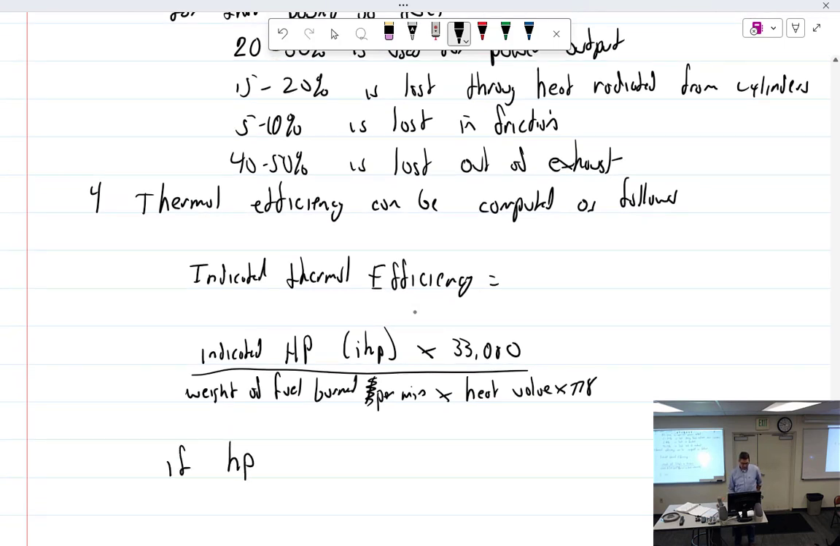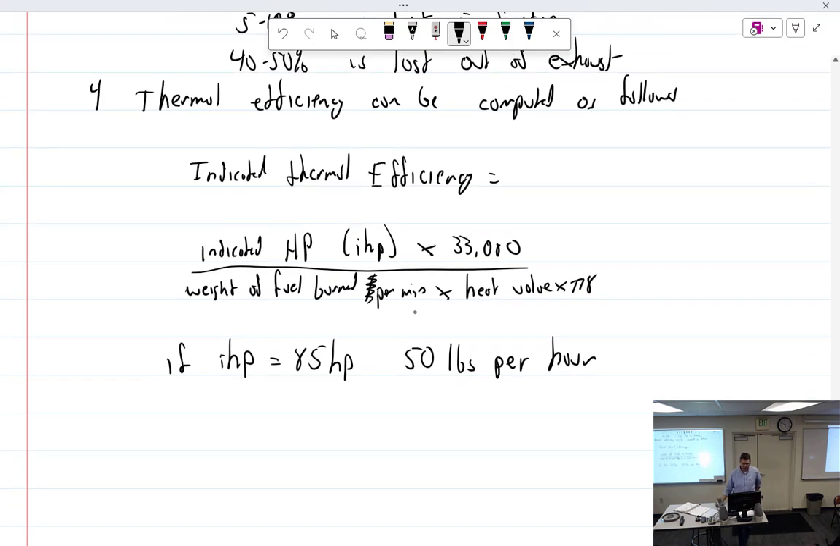So if the IHP equals 85 horsepower, indicated horsepower, we'll talk about indicated versus other stuff. Indicated is like your theoretical. So 85 horsepower, and it uses 50 pounds of fuel per hour. And our aviation gasoline has a heat value of 18,800 BTU per pound.